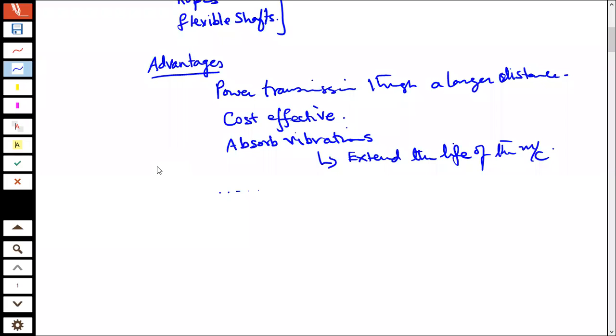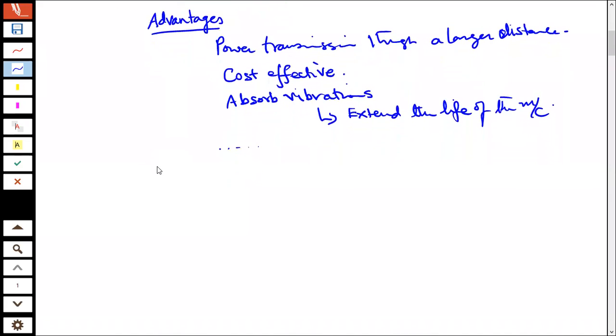Now, if you want to talk about the specific power transmission elements, for example, belts. Okay? We will start with belts, and then we will talk about chains and ropes. Okay? Any question? Any question? No, sir. No, sir. Okay. Now, what are belts?